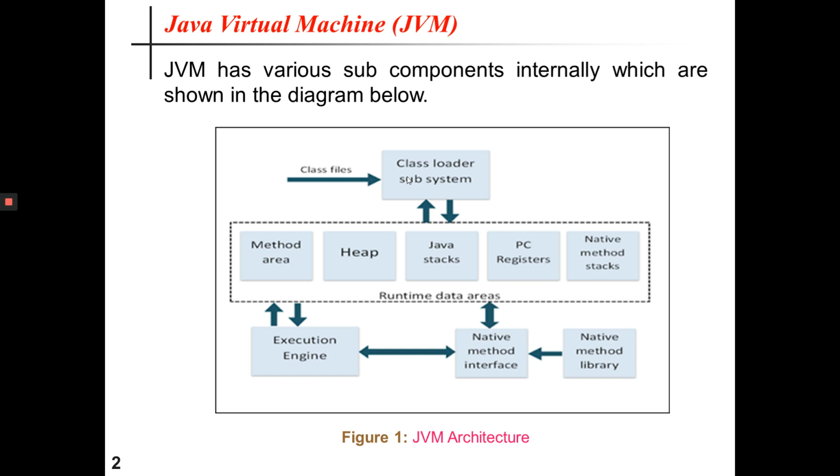So in this tutorial, I am going to explain the JVM architecture and what are the functions of each of the components present in the JVM architecture. Basically, the JVM has various subcomponents internally. These subcomponents are shown in the diagram below. Now you can see the diagram here labeled figure 1. So at the top of the figure we can have class files that we can get after compiling the Java programs.